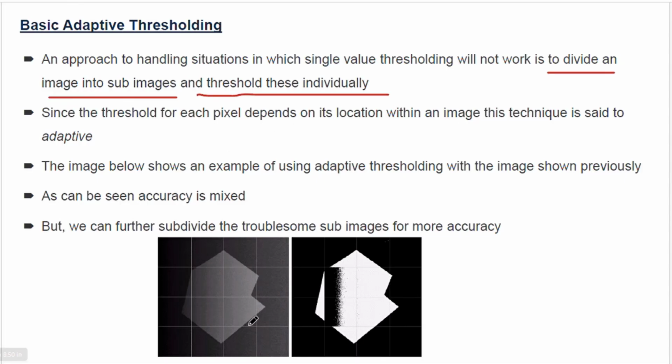See the image here. Here the image is divided into small square parts. Each part is segmented individually. Each part is thresholded individually. For each part, you have to draw the histogram and you have to choose a threshold, and then you have to apply the threshold. Okay, so as each part is having different thresholds, when you split the image into sub-images, this is called adaptive. Since the threshold for each pixel depends on its location within an image, this technique is said to be adaptive.